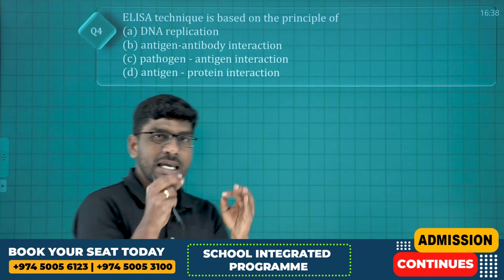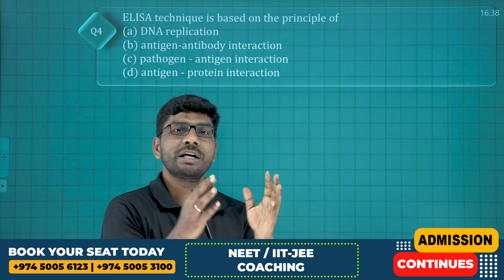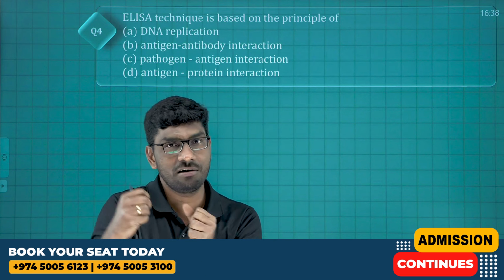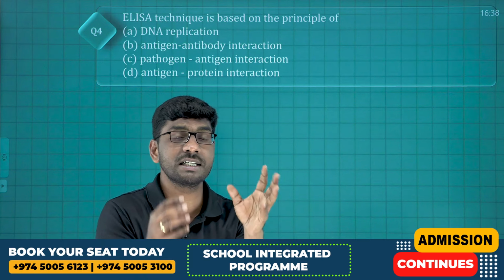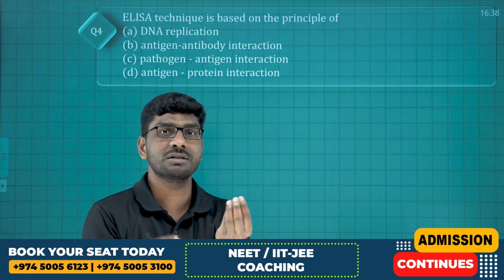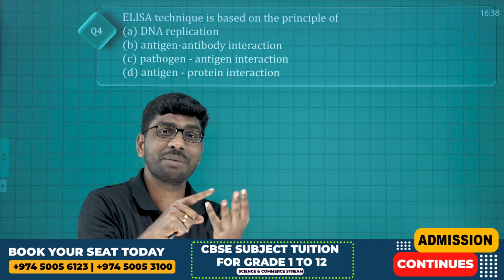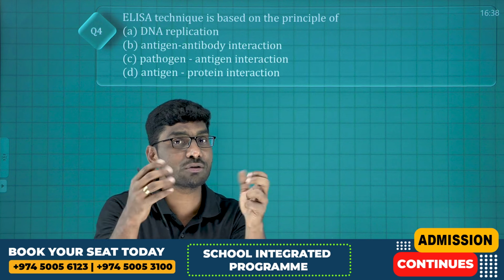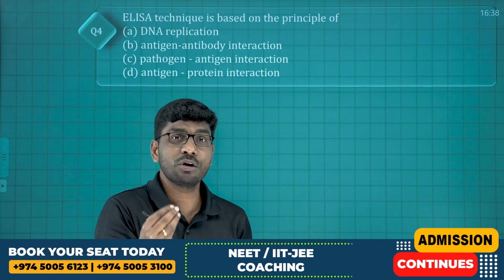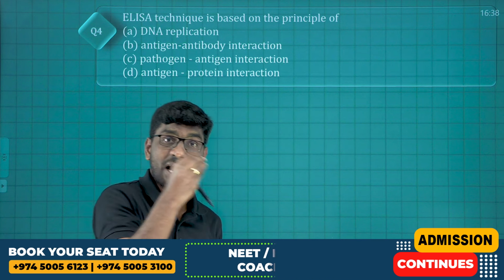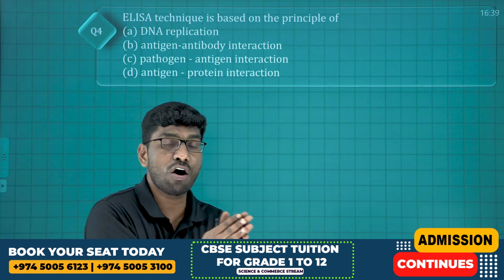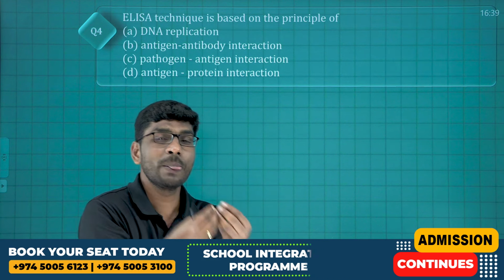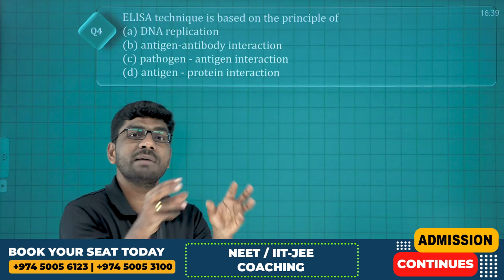ELISA technique. In the biotechnology application chapter, we discuss biotechnology application in the agricultural field, and in the medicinal field. In the medicinal field, we discuss biotechnology in diagnosis, molecular diagnosis, RNA technology, PCR, and also ELISA, enzyme linked immunosorbent assay. This test also we discuss. This enzyme is called what? Alkaline phosphatase enzyme. If an antigen antibody complex is formed, it shows some blue color. I told you in the class. Yes or no? Some color they will show.